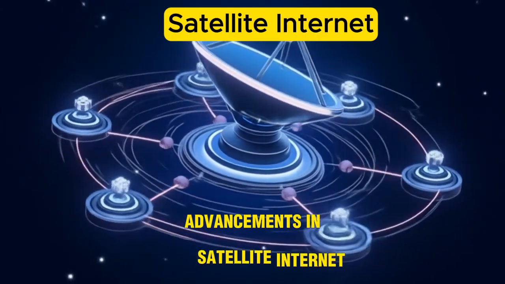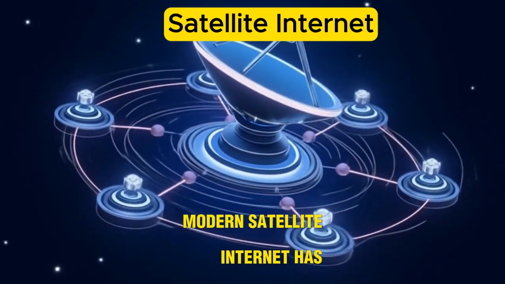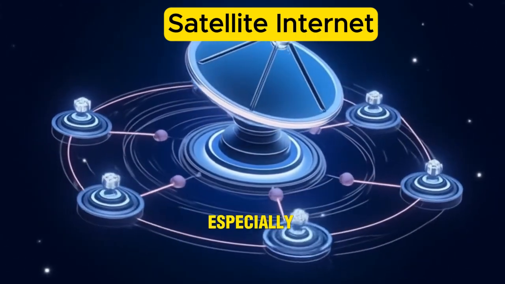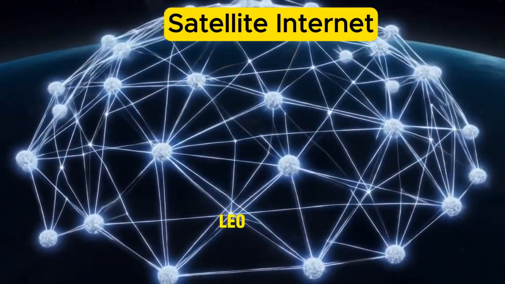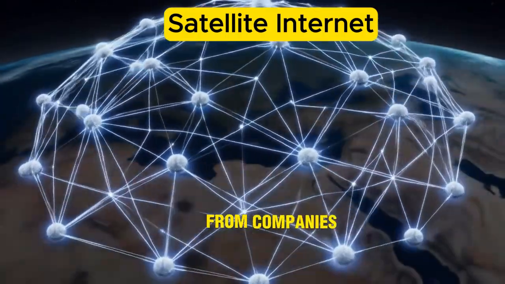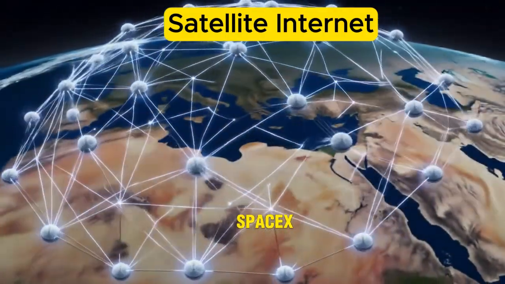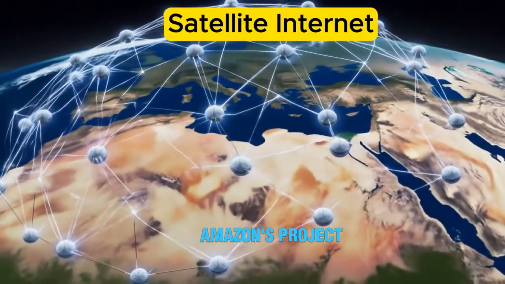Advancements in satellite internet. Modern satellite internet has seen major improvements, especially with the rise of low Earth orbit (LEO) satellite constellations from companies like Starlink, SpaceX, OneWeb, and Amazon's Project Kuiper.